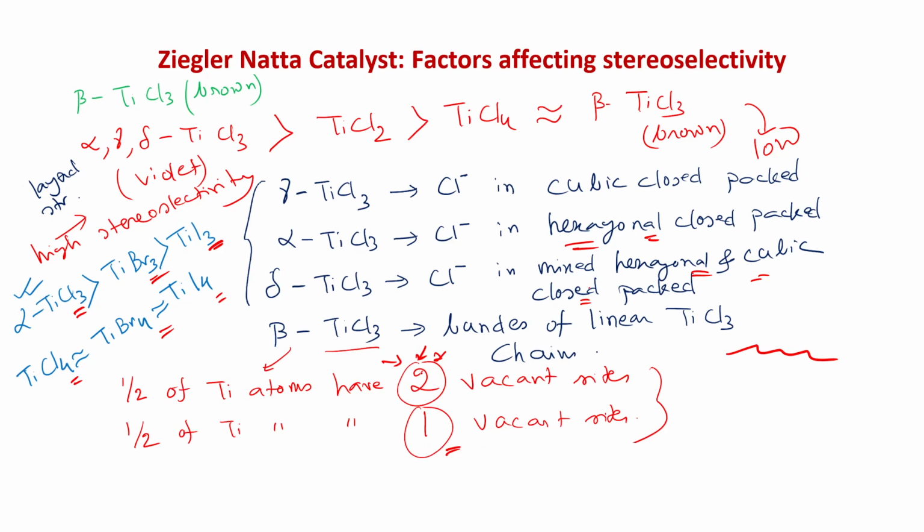That's why stereoselectivity is higher. When you have two vacant sites, any of the faces of the active site can be accessed by the molecule when the flip happens, or when the monomer approaches the titanium-based center, so any face can react, and that's why you lose the control. The stereoselectivity is a little bit hampered when you use this beta TiCl3. So that's the reason beta TiCl3 is not as efficient as the other three.